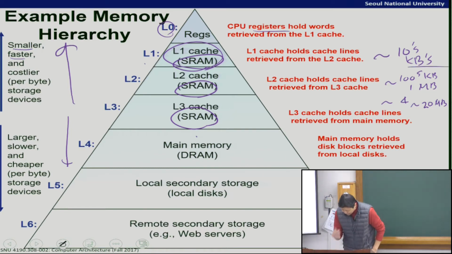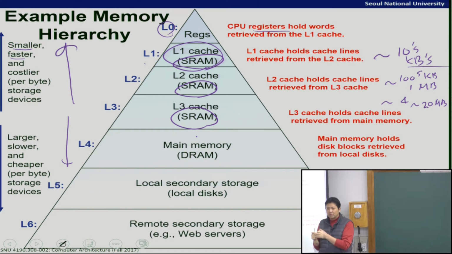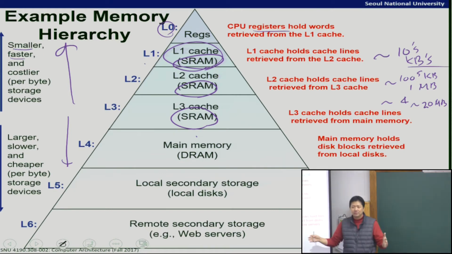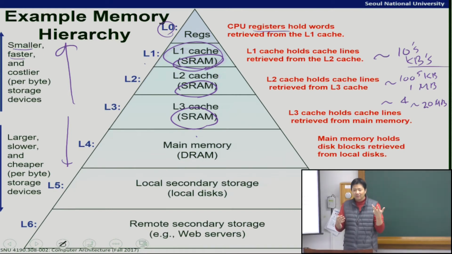L1 typically holds tens of kilobytes, and level 2 holds cache lines retrieved from L3 cache. Basically, the L1 cache holds a subset of what is held in L2 cache, and L2 cache holds a subset of what is held in L3 cache. L3 cache holds data which is a subset of main memory, and so on, right? So there's an inclusion property: upper level data is a subset of the next level data. Okay, so that's the relationship.